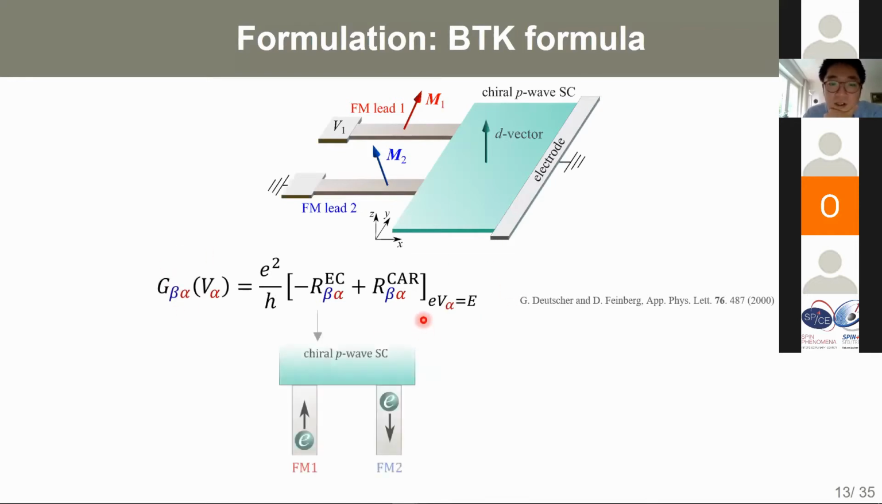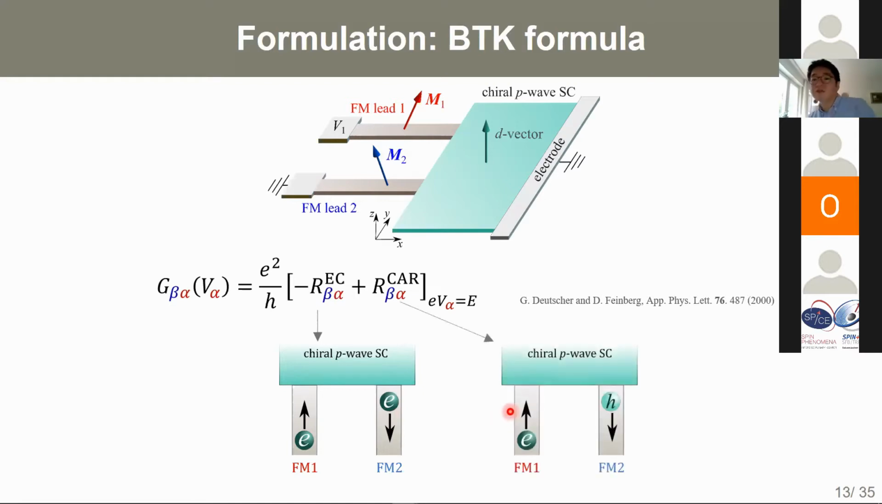Here, the first term gives the amplitude of elastic cotunneling. In this process, an electron injected from one lead is transmitted as an electron in a different lead. The second term gives the amplitude of crossed Andreev reflection. In this process, an electron injected from one lead is reflected as a hole in a different lead. And the non-local conductance is determined by the competition between these two scattering processes.